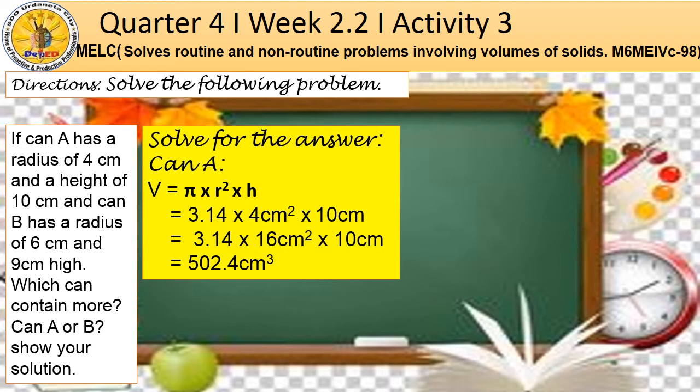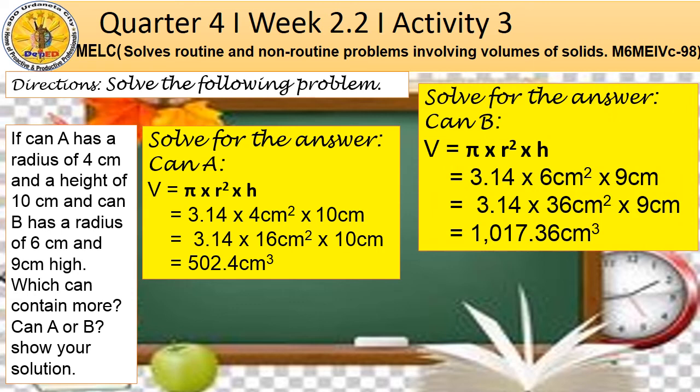For can A, the volume of a cylinder is pi times radius squared times height. Pi is equivalent to 3.14, the radius is 4 centimeters and the height measures 10 centimeters. So 3.14 times, we will multiply the radius twice. 4 centimeters times 4 centimeters equals 16 square centimeters, times the height of 10 centimeters. So 3.14 times 16 square centimeters times 10 centimeters equals 502.4 cubic centimeters, the volume of the cylinder for can A.